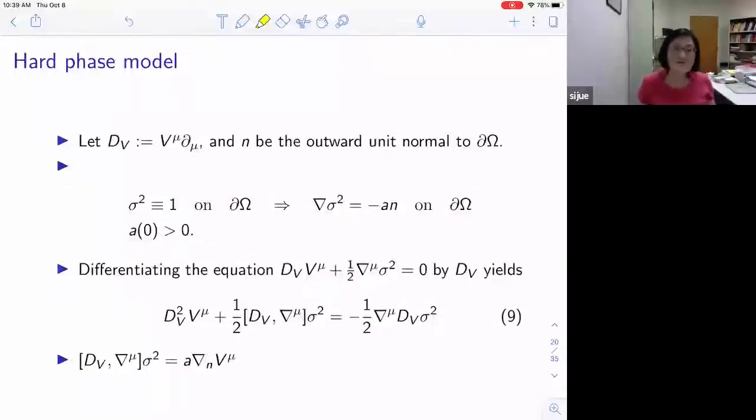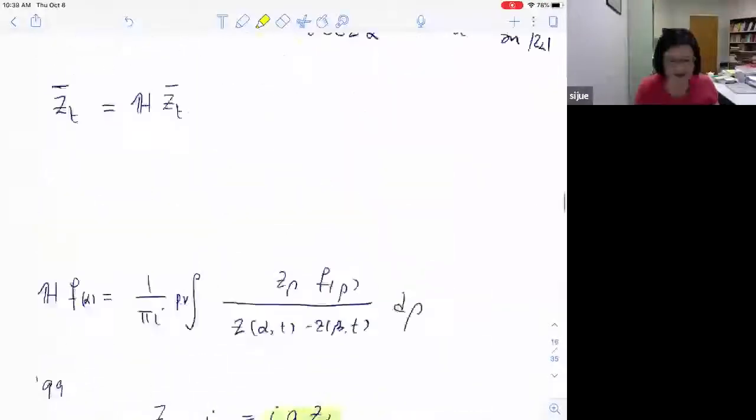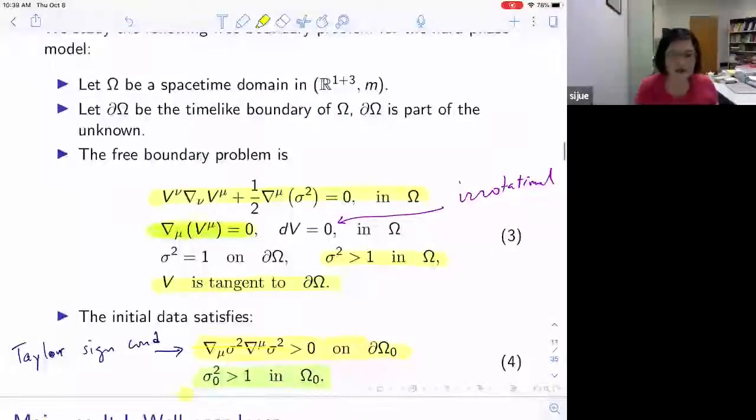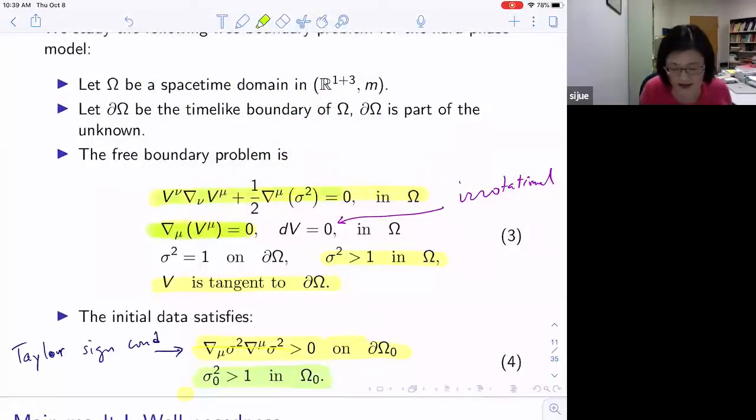Now we go back to the hard phase model. If you look carefully, it's very similar to the Newtonian model, at least formally. This one looks like the Euler equation. Here this is our material derivative, we call this dV. So dVV plus the gradient of rho squared, like half rho squared, is P, with P equals 0 on the boundary, P greater than 0 in the interior, incompressible and irrotational.